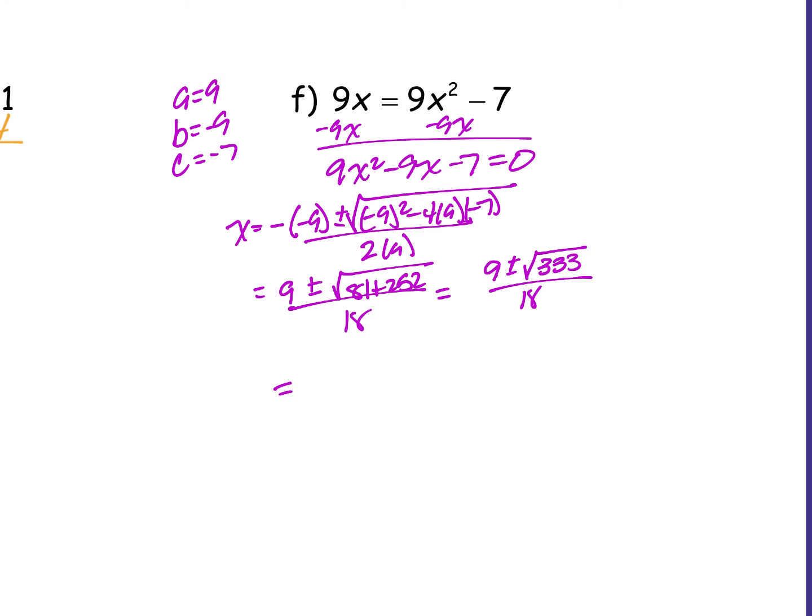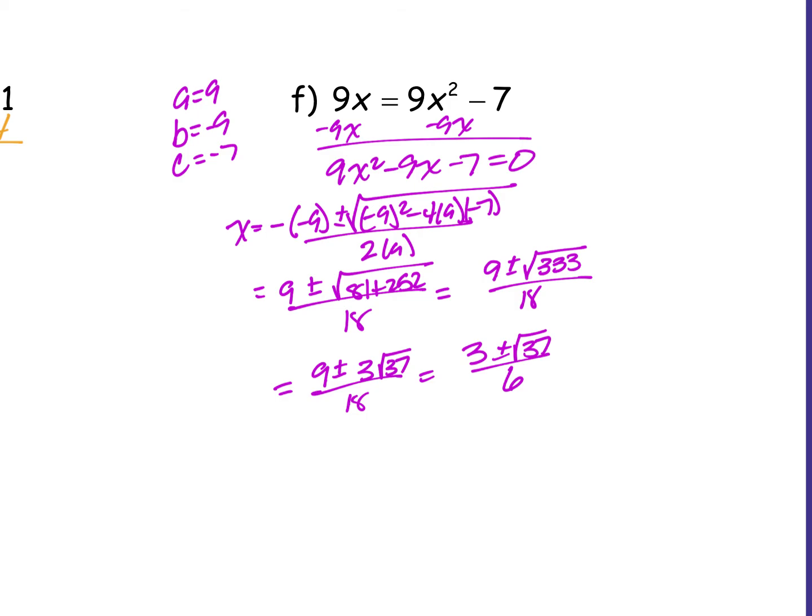And then it still simplifies, so that's 9 plus or minus 3 square root of 37 divided by 18, or 3 plus or minus the square root of 37 divided by 6. I know that you don't think anything goes into 333 other than 3 and 111, but 9 does. 9 goes into 333, 37 times.